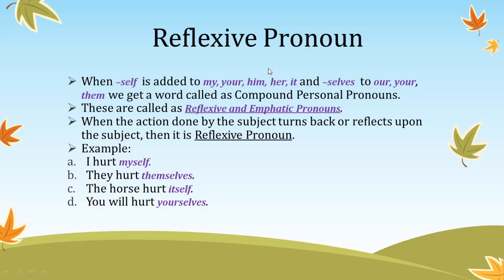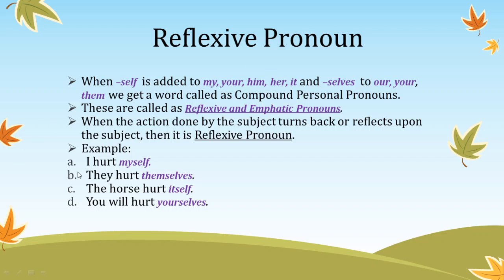Now we don't have a type called compound personal pronouns, but it is properly divided into two different types of pronouns, that is reflexive and emphatic pronouns. Now what is reflexive pronoun? When the action is done by the subject, in the sentence there is a subject. So when some action is shown for that subject, it is reflecting back. A word is added in that sentence which is reflecting that action back to the subject. It is called a reflexive pronoun.